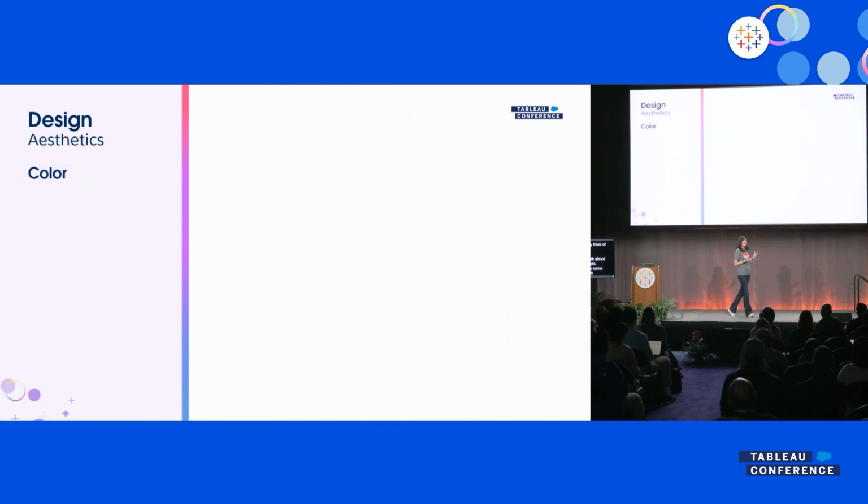With color, color is probably the most powerful tool that we have as analysts to draw people's focus, but it's also really easy to veer off course with color. One thing that I used to do all the time is I would just use way too much color, right? The more color we use, the less power color holds to grab someone's attention. So you want to make sure you're using it sparingly.